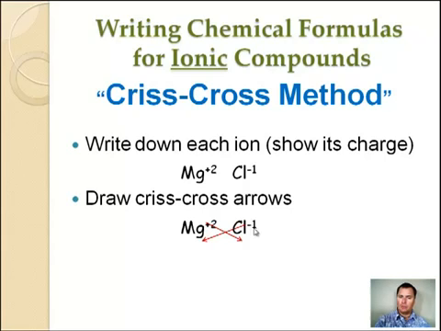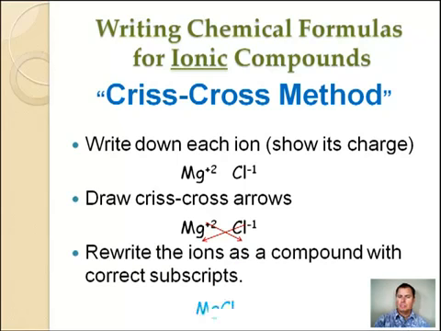My 1 from chlorine is going to come down to magnesium. I'm not going to worry about these charges once I move them. So my chemical formula for magnesium chloride is MgCl2. We rewrite the ions as compounds with the correct subscript. So the +2 for magnesium came down here. The -1 from chlorine came down here.